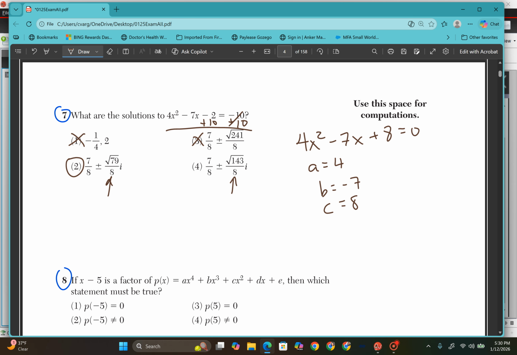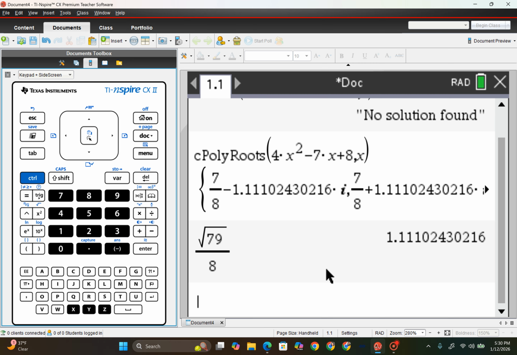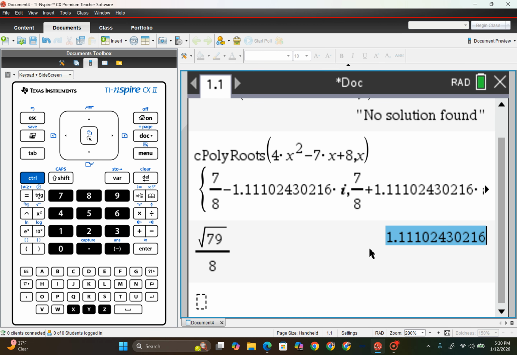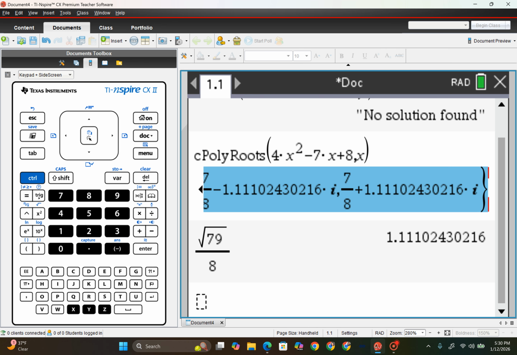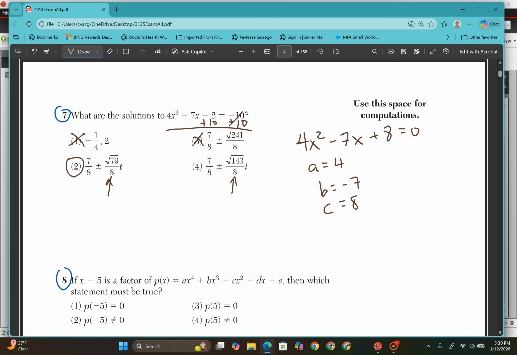And if you put the square root of 143 divided by 8, you will not get 1.11, which is what the calculator has. Do you see that? The calculator has that here: 1.11, 1.11, and we know there's an i there. Okay. All right, next one.